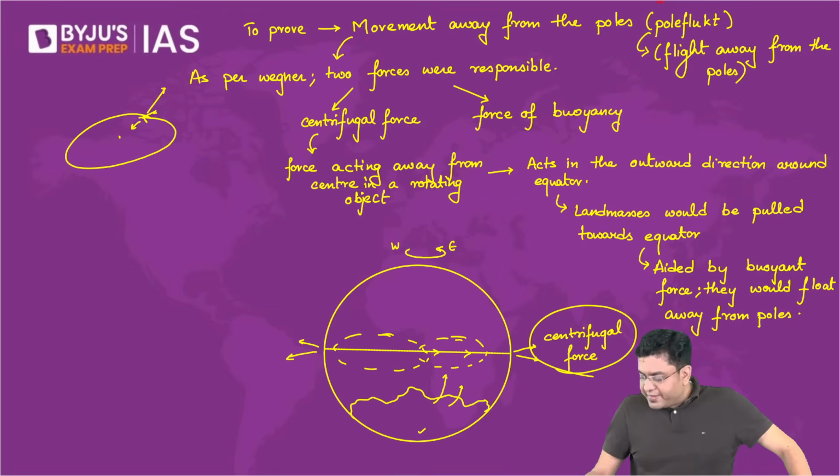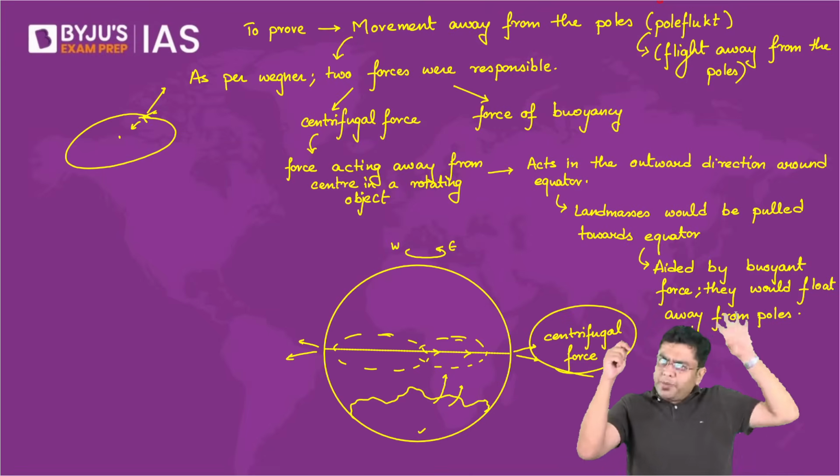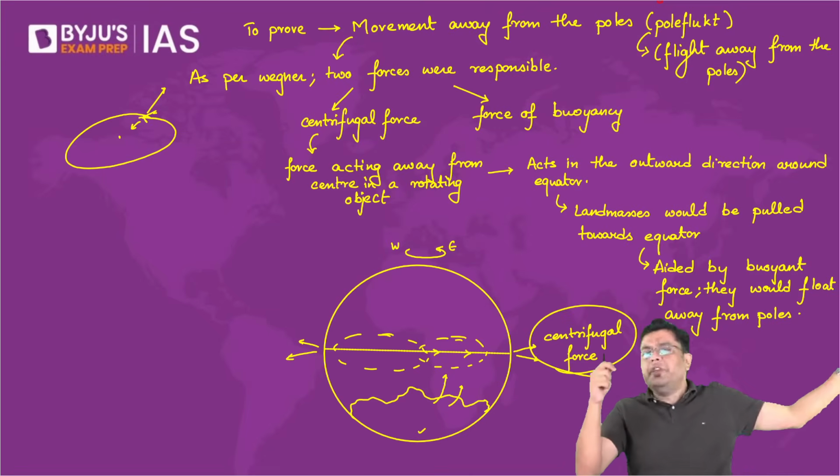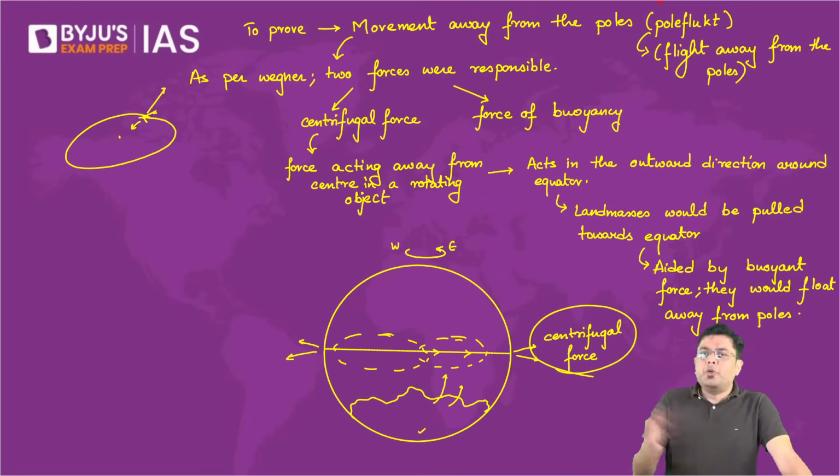Can you give a basic example of centrifugal force? Take a string, any object tied to a string, rotate it with your hand. That object will have a tendency to move away from you. That is your centrifugal force. Okay, so that is basically about the continental drift theory.